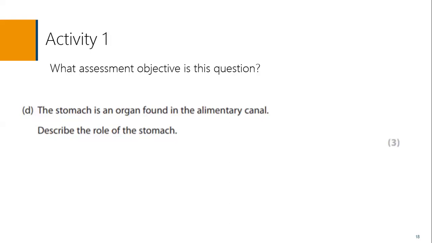Most of you have identified this correctly as being assessment objective one. Describe the role of the stomach. It is using the content that you have learned about the role of the stomach in the digestive system. It's got 3 marks. It's a relatively straightforward question, or a question that you can learn the answer to.